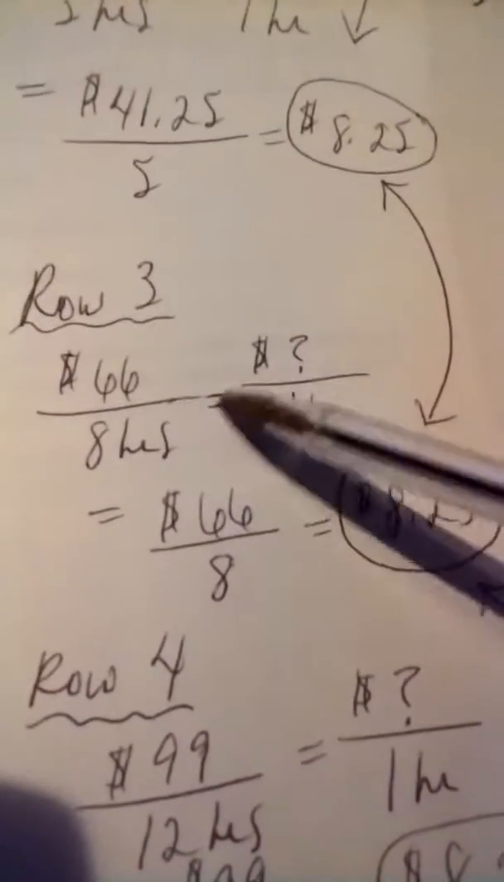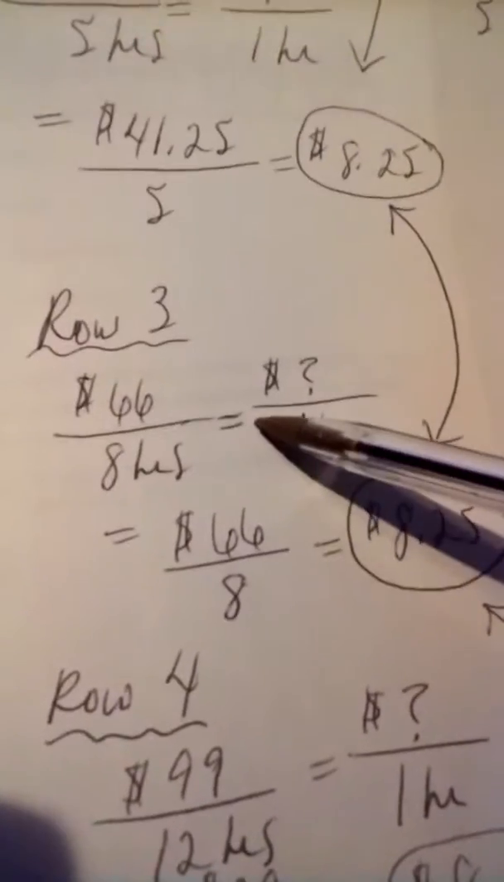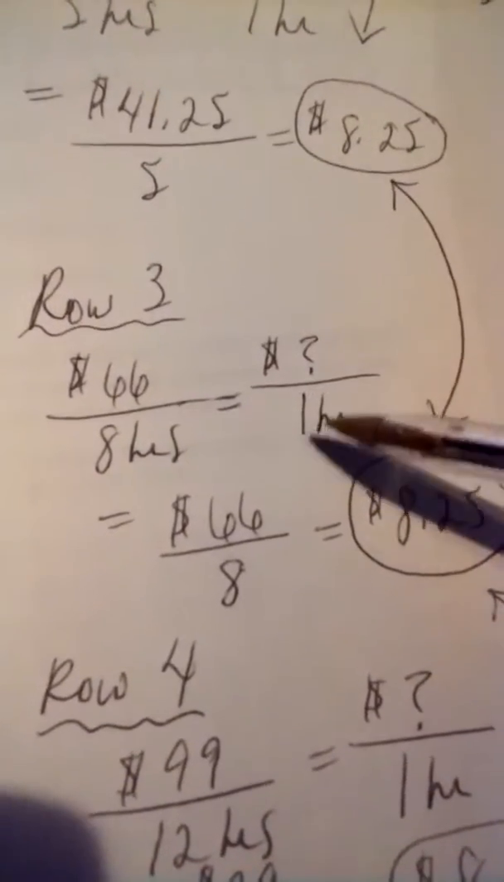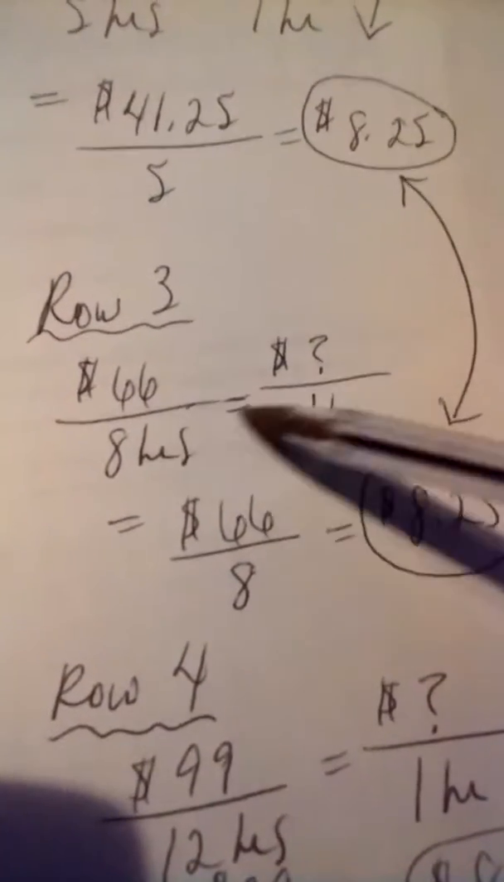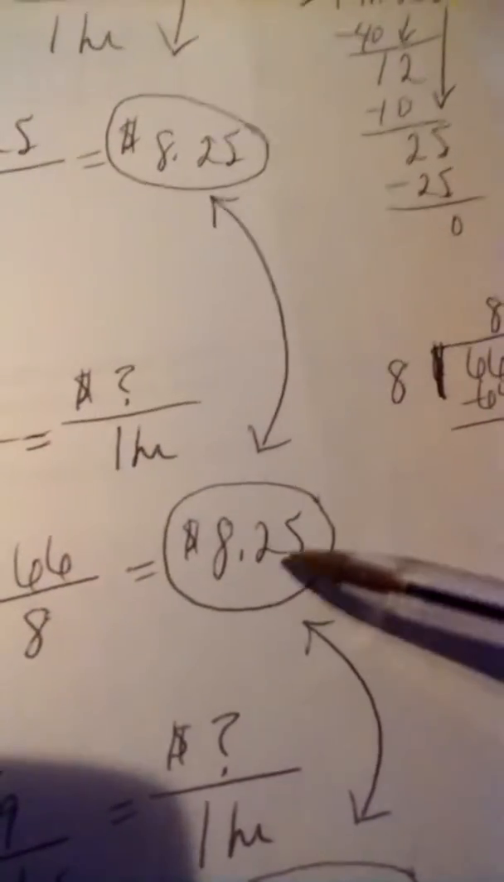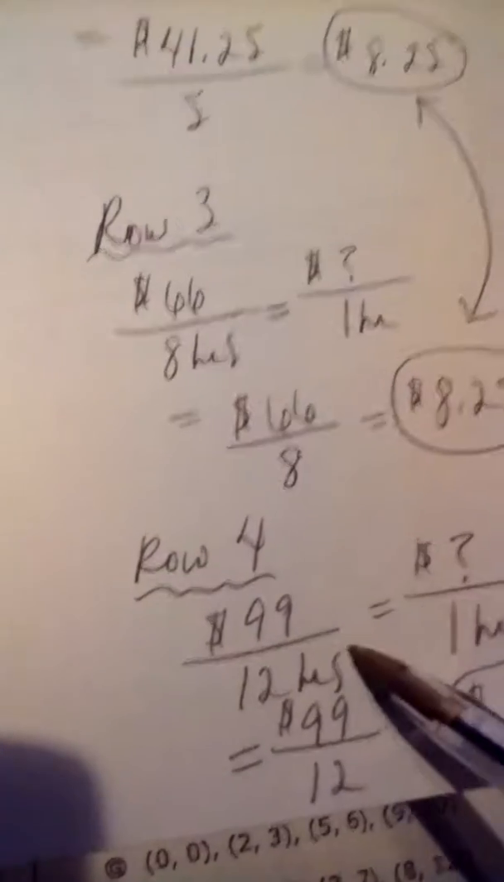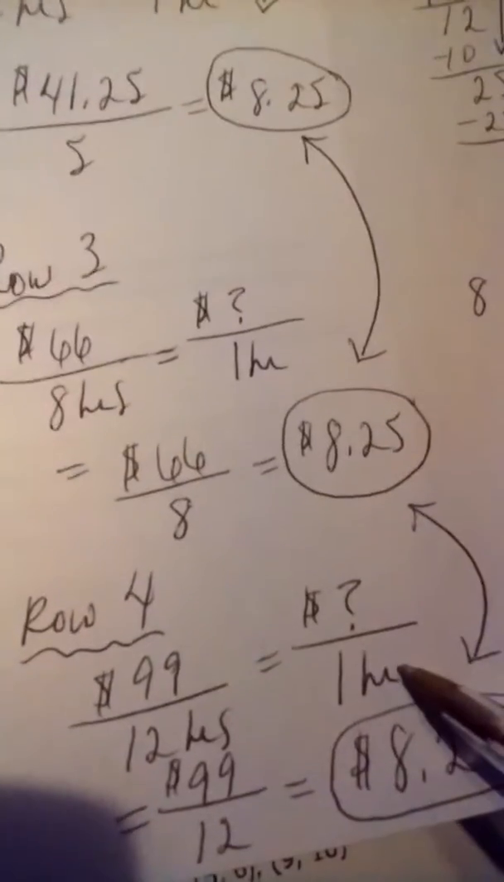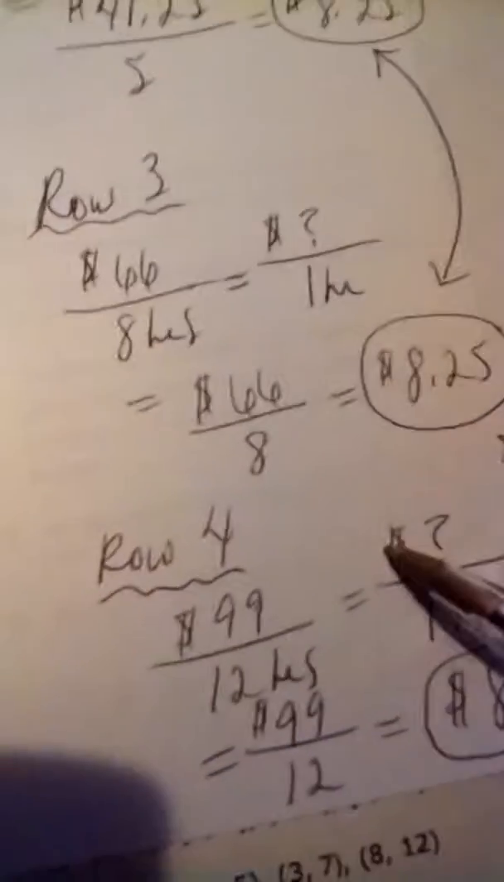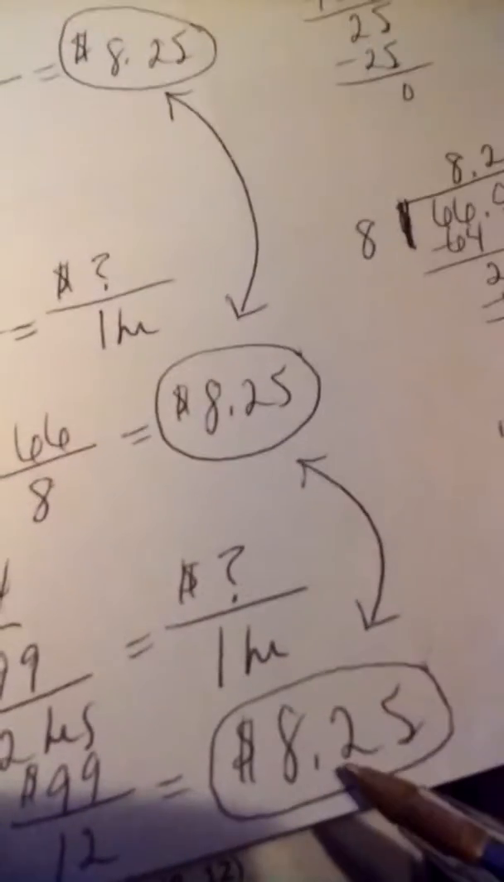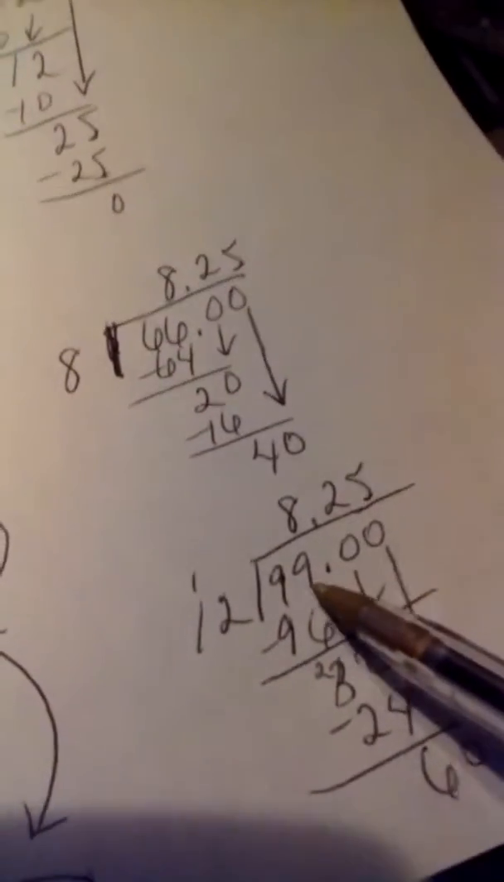Row 3 shows us $66 for 8 hours equals how many dollars for 1 hour? We did our cross multiplication and divided by 8 here and arrived at $8.25, shown here with long division. On our final row 4, we see our $99 over 12 hours, which equals how many dollars for 1 hour? We did our cross multiplication and arrived at an answer of $8.25. $8.25 was proven with our long division here.